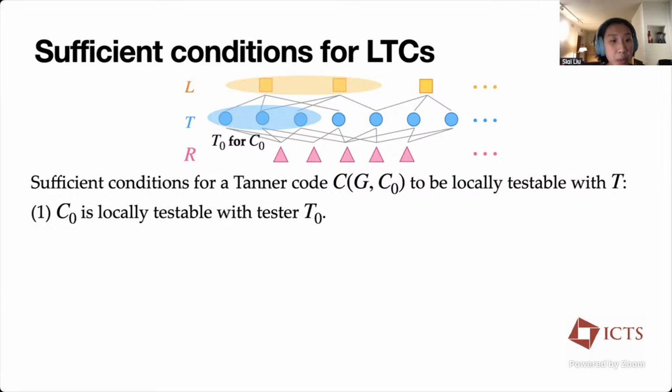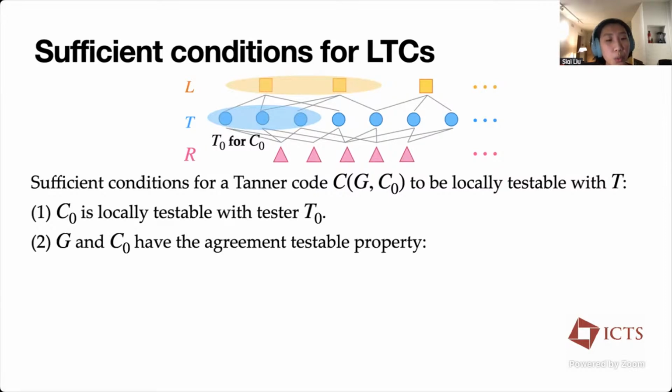But another very important property is that we need the bipartite graph G together with this local code C0 to have the so-called agreement testable property. So you probably have heard already, maybe in the last week, about agreement tests, but I will reiterate here in the language that will align better with the proofs I will use later.